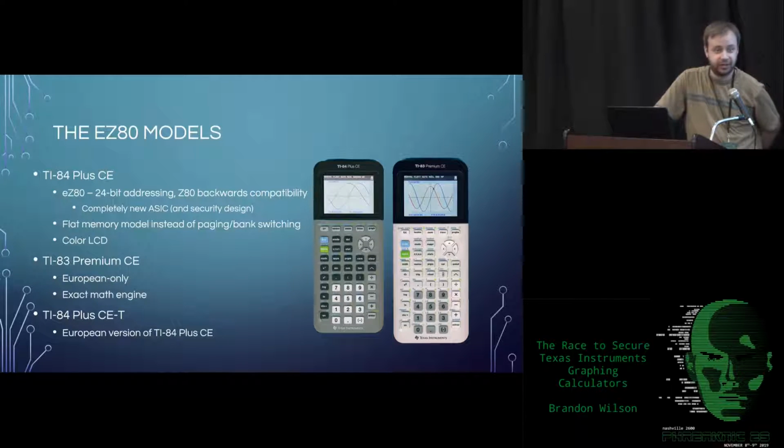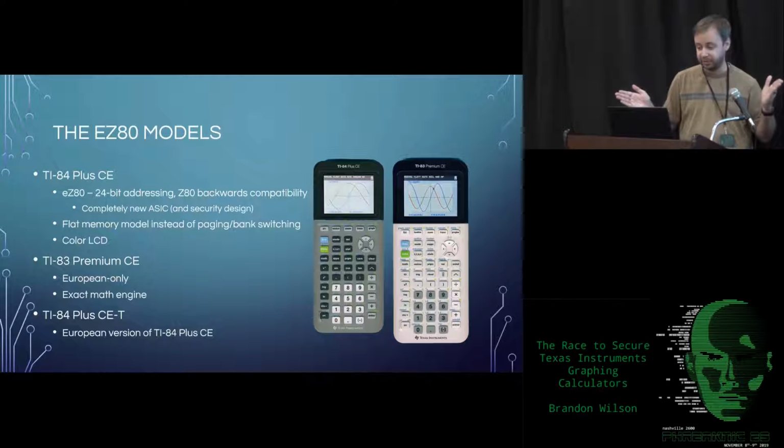And then finally we have the eZ80 models. These are the newest models that have color LCDs. If you go to Walmart, this is what you see. Unlike the Z80 models, these have what's called an eZ80, E for enhanced, I guess, nobody really knows. This CPU supports 24-bit addressing, and it has backward compatibility with Z80 code, which they don't use, but it was designed for that. The ASIC and the hardware interface inside of the calculator is completely new. It's totally redesigned with security in mind.